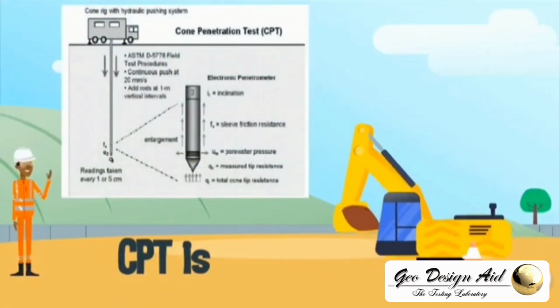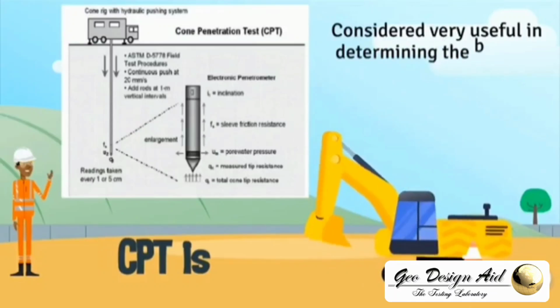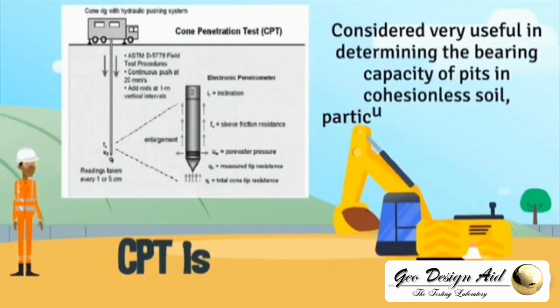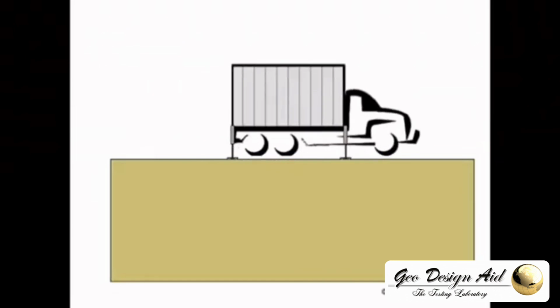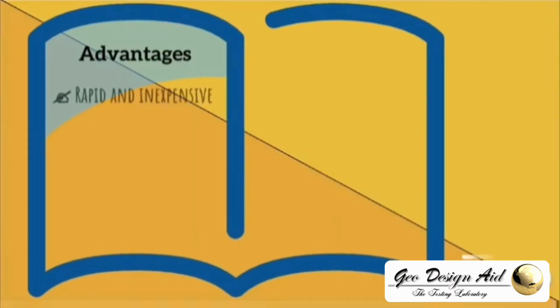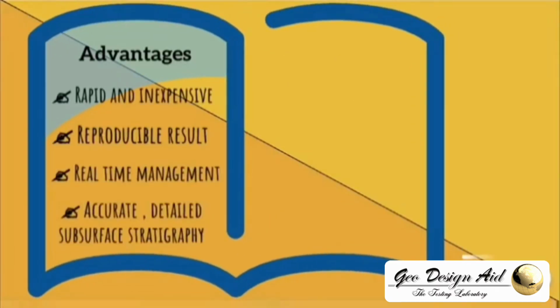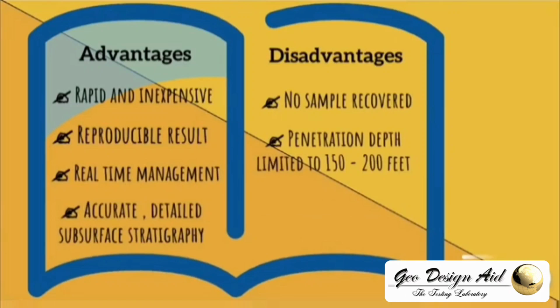The penetration test is considered very useful in determining the bearing capacity of piles in cohesionless soil, particularly in fine sands of varying density. This is the process of CPT. A 60-degree cone with face area 10 cm² and 150 cm² friction sleeve is hydraulically pushed into the ground. By applying a measured force to the rod, the cone is pushed into the soil at a constant speed of penetration. And these are the advantages and disadvantages of the cone penetration test.